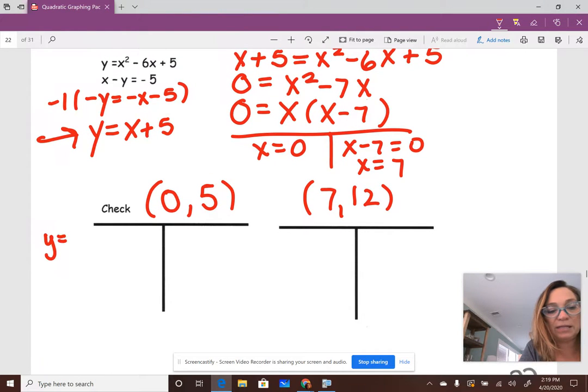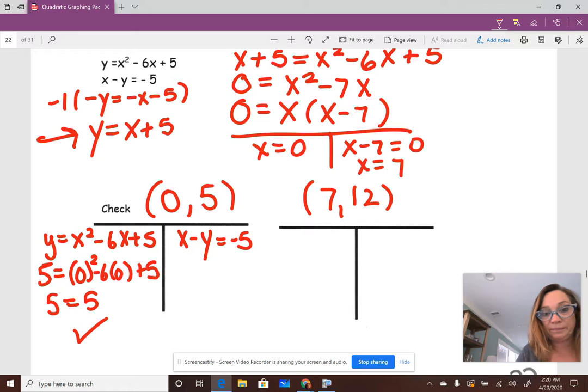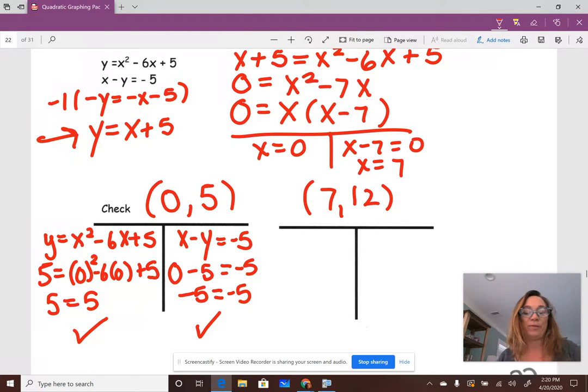So I'm plugging stuff into y equals x squared minus 6x plus 5, and also x subtract y equals negative 5. Okay, so I'm looking for this to be true. 0 squared minus 6 times 0 plus 5. 0 minus 0 plus 5 is 5. 5 equals 5. Almost there. Okay. 0 minus 5 equals minus 5. Minus 5 equals minus 5. Yes, I'm halfway there. Good.